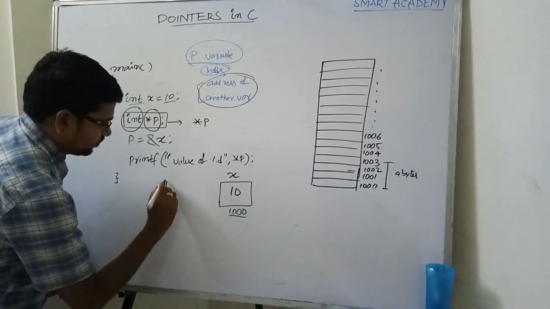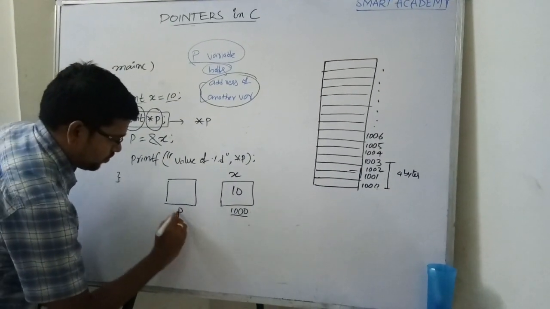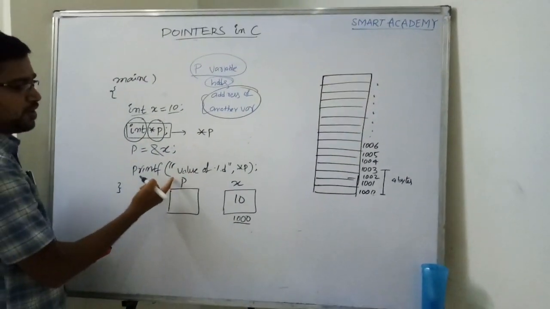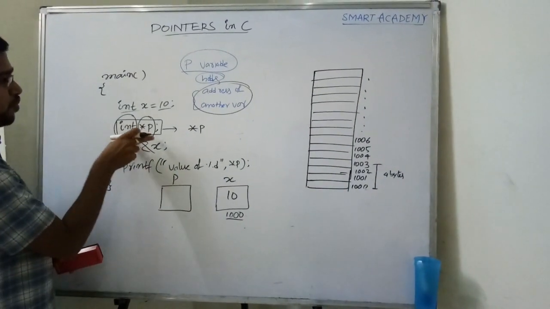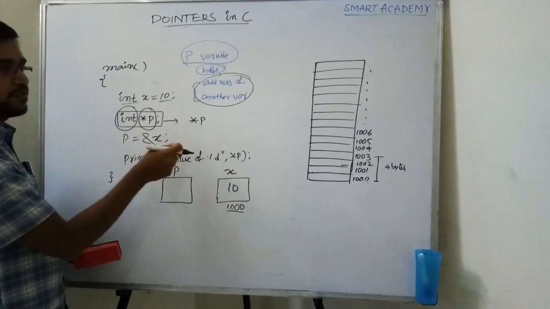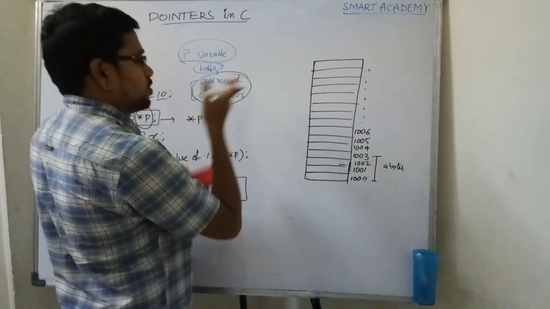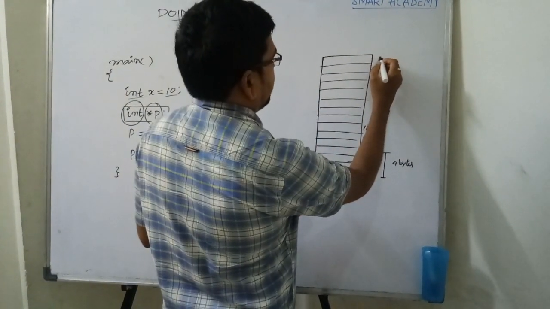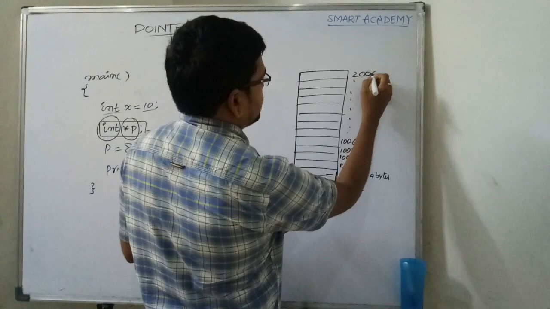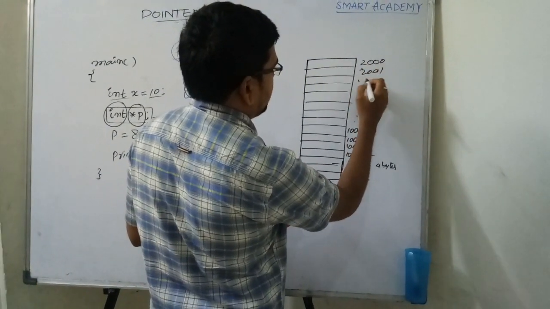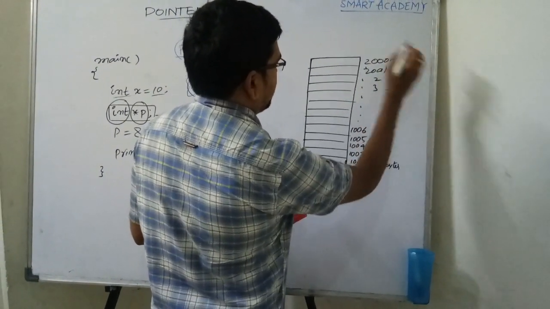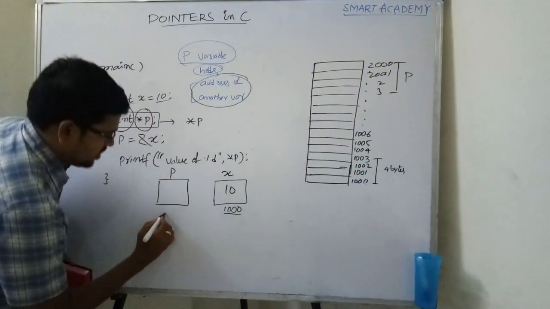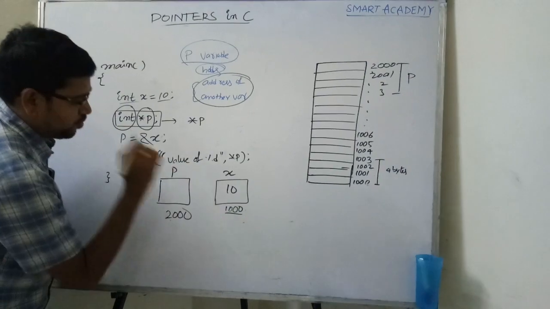Now, what is my pointer variable name? P. Even though a pointer is a separate variable, it must also be stored in RAM. That means, let's say my memory is 2000 here and 2001, 2002, 2003. Assume my p is stored here. So this is the address 2000 of p.